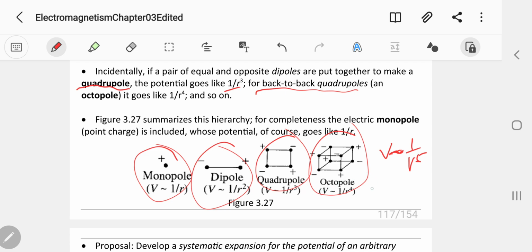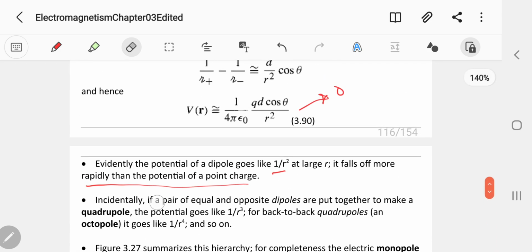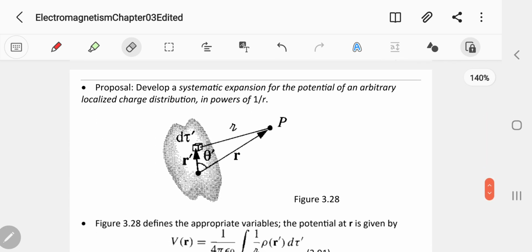So how many charges would have to be in that configuration? For example, if we follow this one, this is 2 to the 0, 2 to the 1, 2 to the 2, 2 to the 3, maybe this is 2 to the 4. So there will be 16 charges. So anyway, if the configuration is like that, then we have a different approximation at large distances.